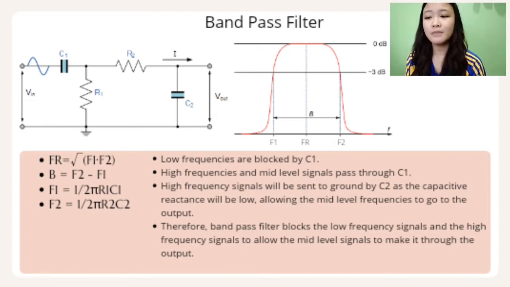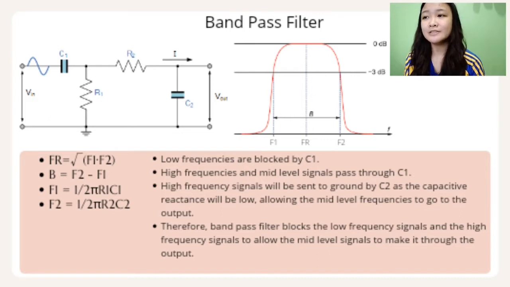So now let's talk about how this bandpass filter circuit works. Firstly, low frequencies are blocked by C1. Capacitors block low frequency signals but still allow high frequency signals to pass through. And then the high frequencies and mid-level signals will pass through C1. Mid-level signals are usually labeled as FM.